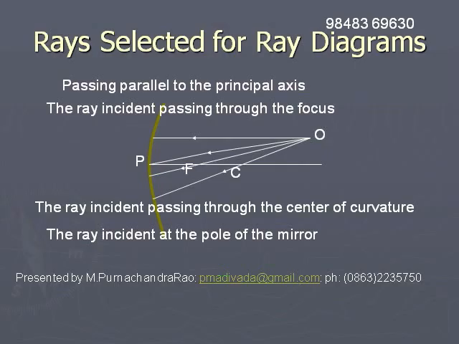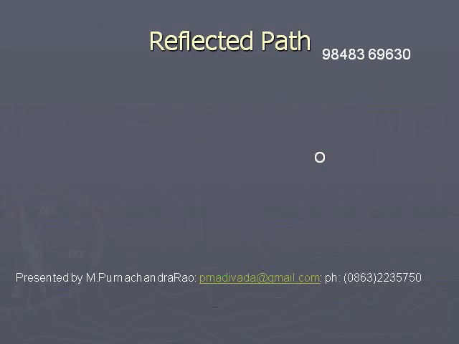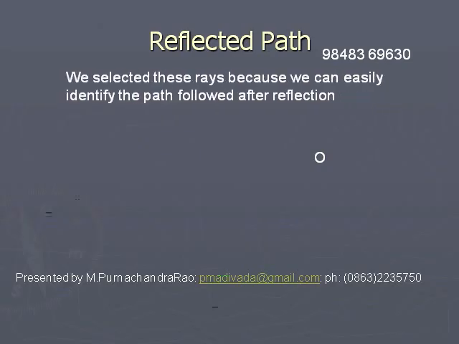These are the four rays selected for drawing the ray diagrams. Among these four, we use any two. One is the parallel ray, the other is the one passing through the focus, the third is the one passing through the center of curvature, and the fourth is the one incident at the pole of the mirror. We have selected four rays for drawing ray diagrams.